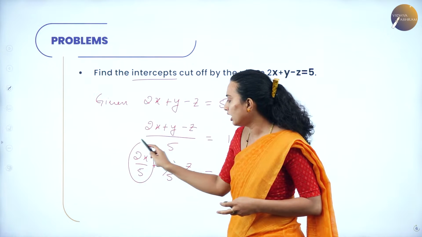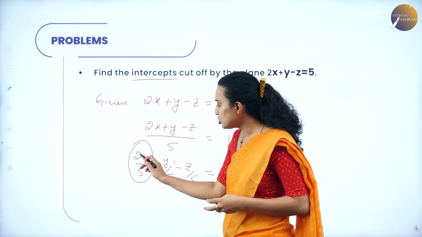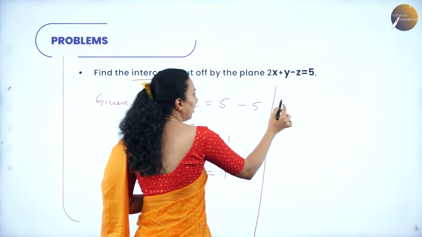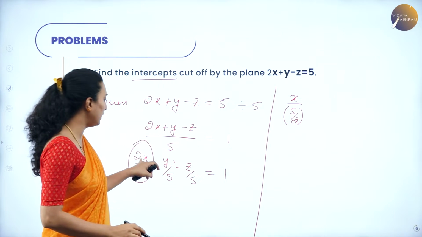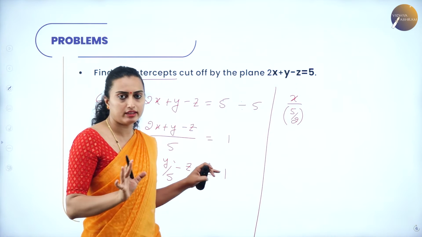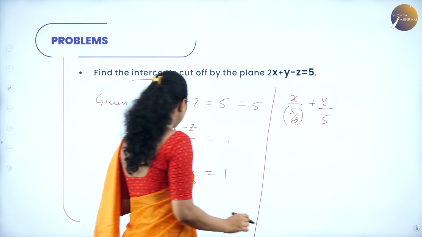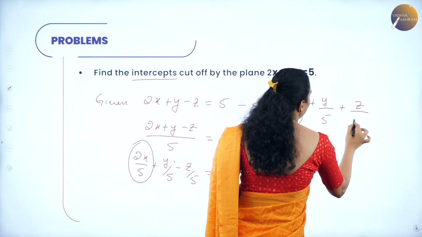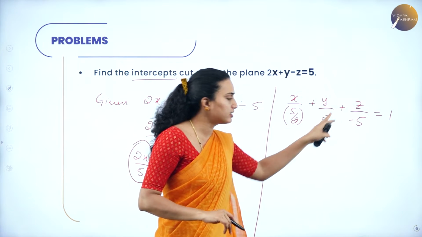But the first term is not in the form of x by A, so you have to reduce it to that form. The 2 can be brought to the denominator, which becomes 5 by 2, so you can write x divided by 5 by 2. Now plus y divided by 5, and then z divided by 5. You can also write z divided by minus 5 is equal to 1, because I want the standard form. Plus into minus is nothing but minus.